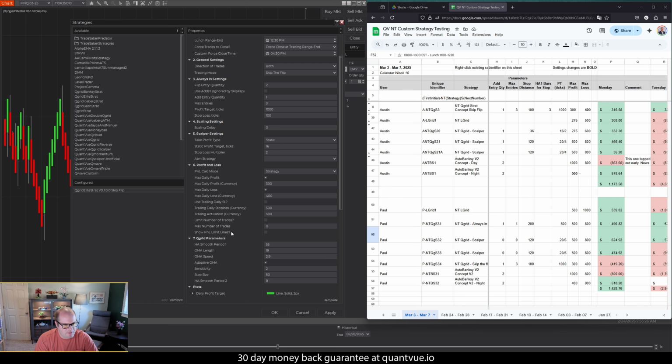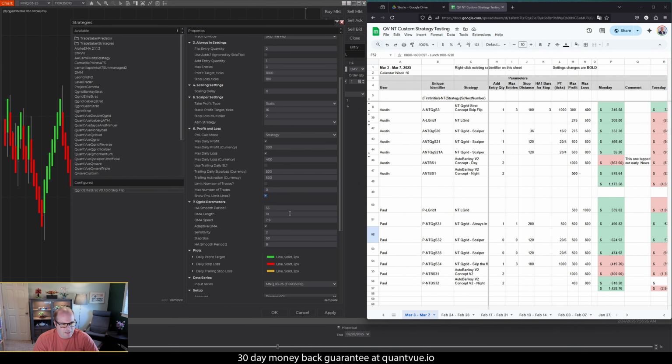I don't use that for this, but it has its advantages as well. Show P&L limit lines. This will show you where your max daily profit is whenever you get within 20 points of it. It will also show you your max daily loss if you get within 20 points of that. And then if your trailing daily stop loss activates, it will show that yellow line consistently until you hit your max profit or you stop out with the trailing daily stop loss.